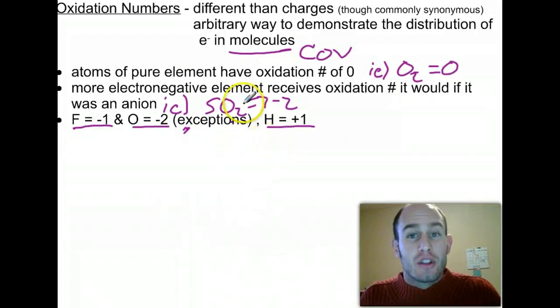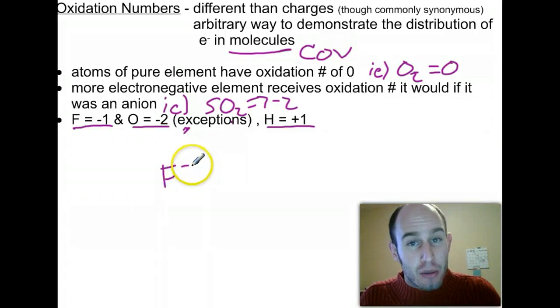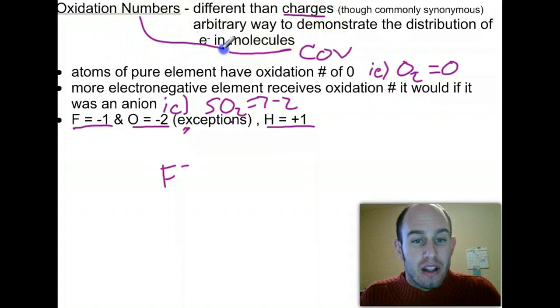A lot of times you're going to see this referred to as when they have charges on them, so like F minus. People will say that's its oxidation number, and it is basically synonymous with its charge, but they're not the same, just because charges deal primarily with ionic compounds. Oxidation numbers are more related to our covalent counterparts.